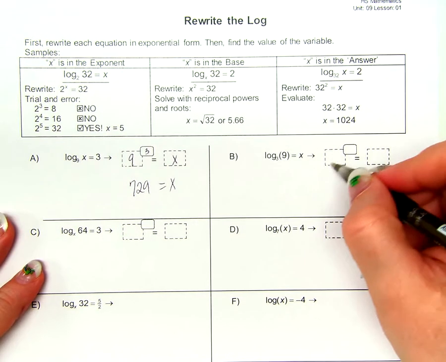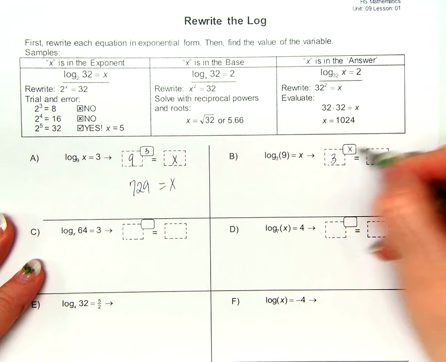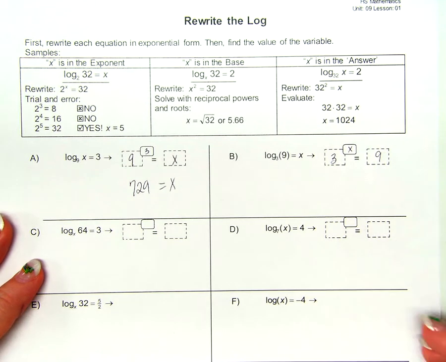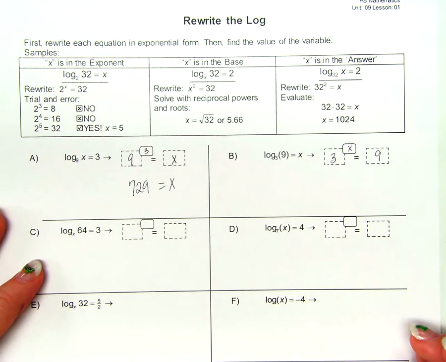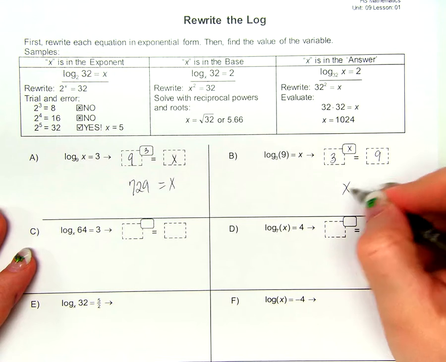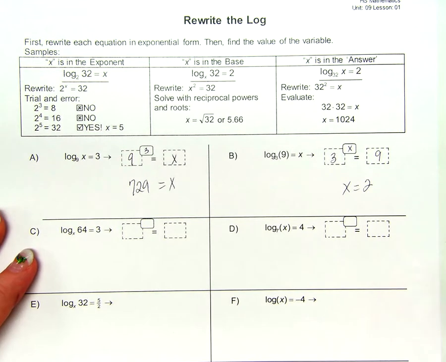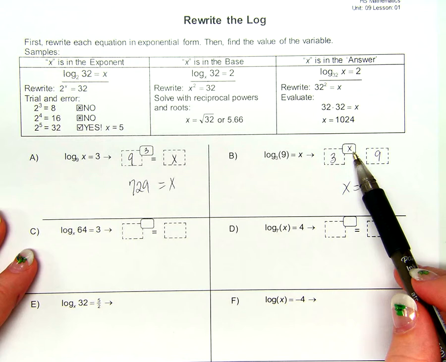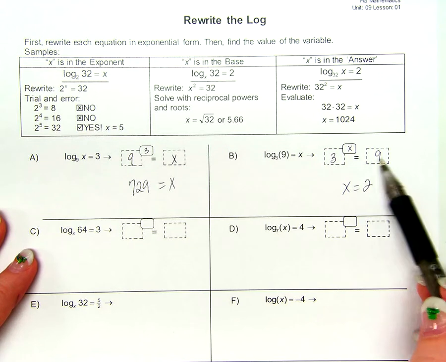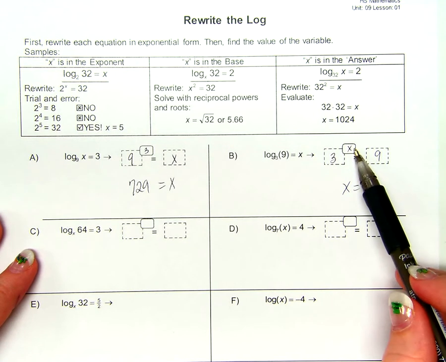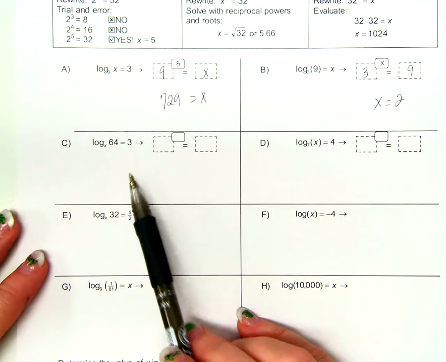3 to the x equals 9. Oh, yeah, that's easy, right? Because x equals 2. 3 something equals 9. But that's really ugly. What if it was like 3 to the x equals 8? Can we figure x out? Yeah, we'll talk about that later. Is that okay? What about c?